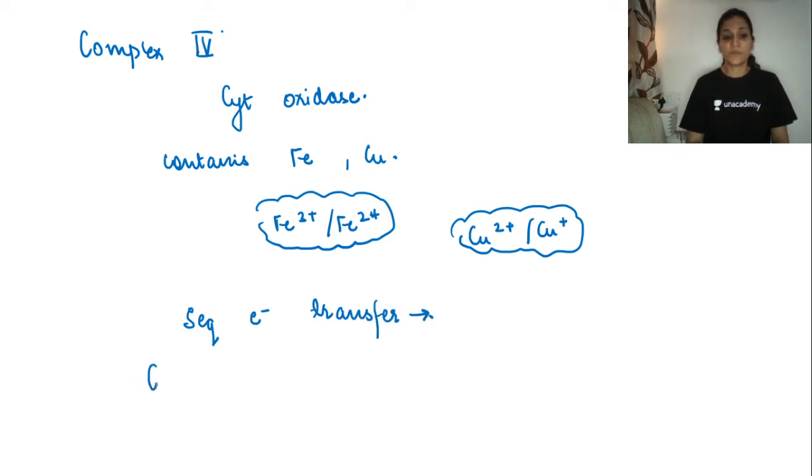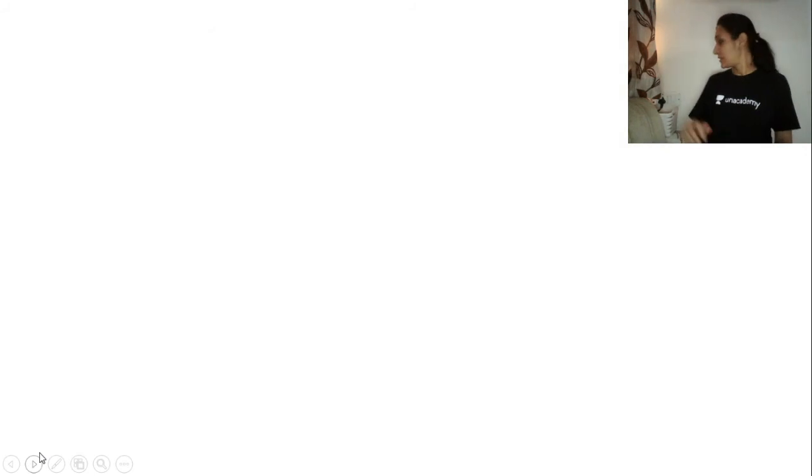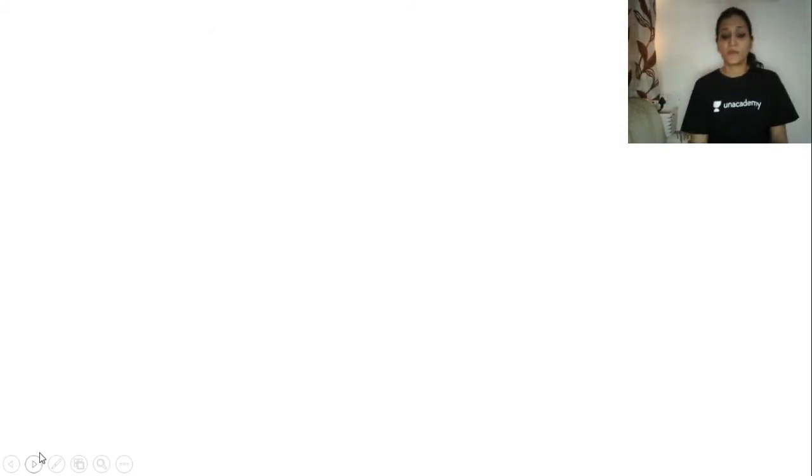So the sequence of electron transfer: cytochrome, cytochrome AA3, half of the oxygen, and then water. This is the sequence of electron transport in this. Then there is a fifth complex also.